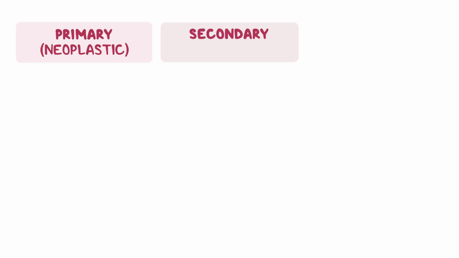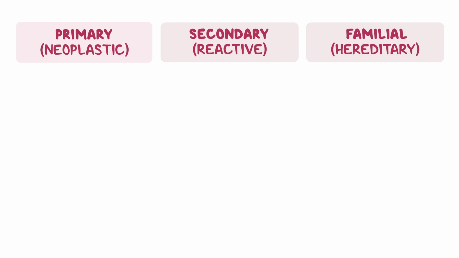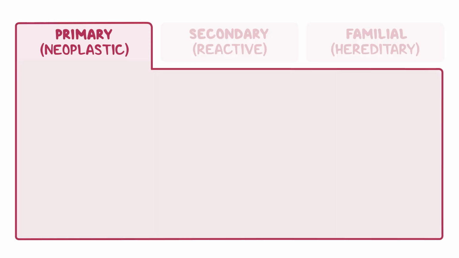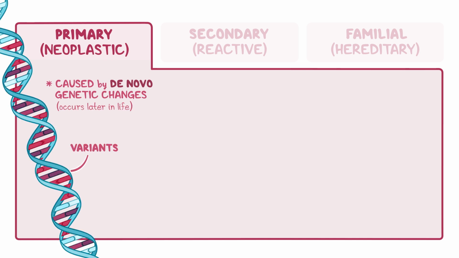There are three main types of HES, categorized based on the underlying cause: primary or neoplastic, secondary or reactive, and familial or hereditary. Primary or neoplastic HES is caused by de novo genetic changes, or variants, which means that a new DNA sequence change is typically responsible. The DNA change is not inherited, but occurs later in life, called a de novo variant.